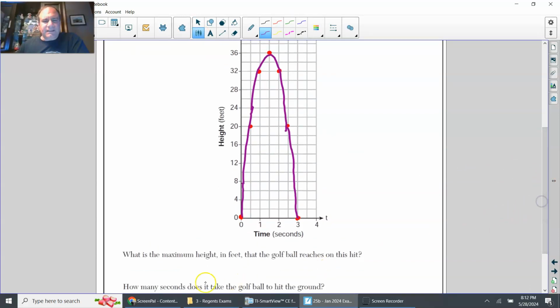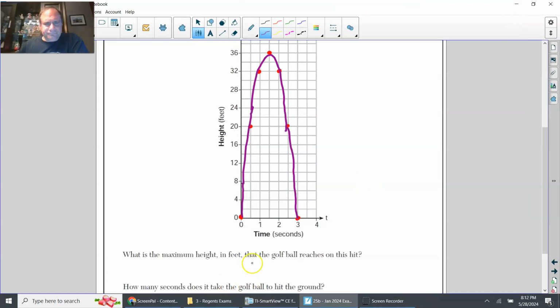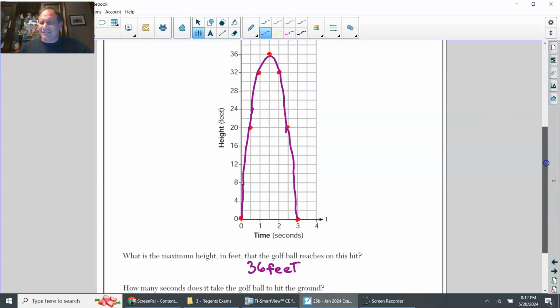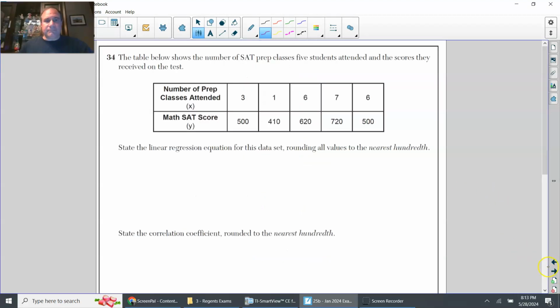All right, what's the maximum height in feet that the golf ball reaches? Now you can see it. The maximum is at 1.5. It's 36 feet. Is that a lot? I don't really think that's a lot. I mean, I don't golf, but 36 feet maximum height. It's a golf ball. It's not that good. How many seconds does it take the golf ball to hit the ground? It's 3 seconds. That's not good. It's like mini golf. All right, so that's it.